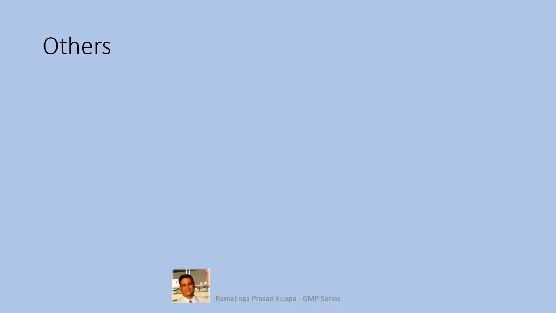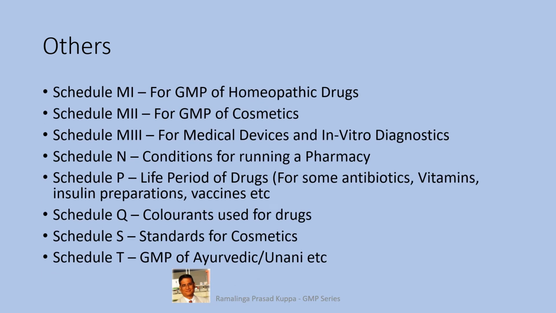The other schedules include Schedule M1 for GMP of homeopathic drugs. Schedule M2 is for GMP of cosmetics. Schedule M3 is for medical devices and in vitro diagnostics. Schedule N is for conditions for running a pharmacy. Schedule P is for life period of drugs, for some antibiotics, vitamins, insulin preparations, vaccines, etc.